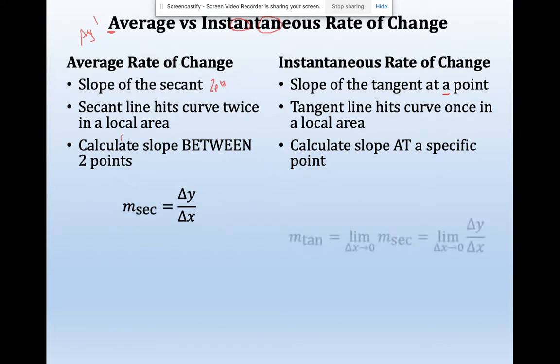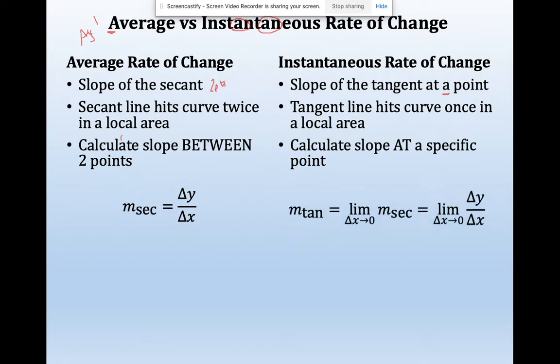There's your algebra one formula. There's your calculus formula. The limit as delta x approaches zero of the secants is the limit as delta x approaches zero of delta y over delta x. But in calculus, I told you we were going to call delta x what?